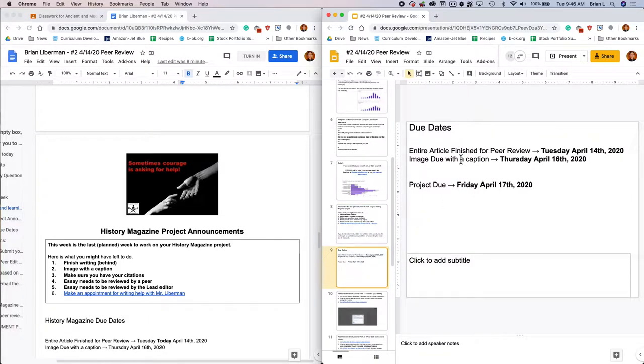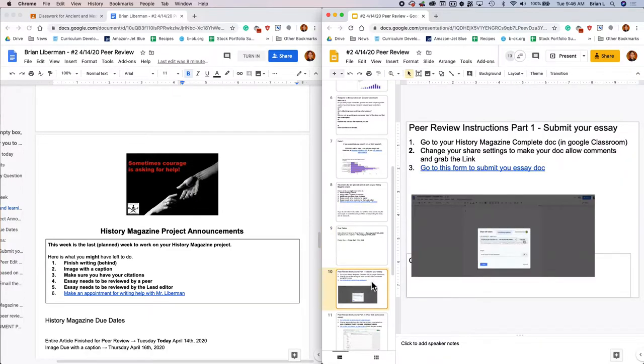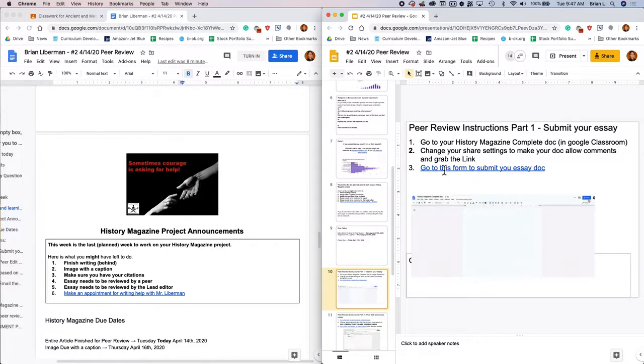A couple of due dates, like I said, by Thursday, you should have your image with the caption. The whole thing should be due by Friday, all right? Let's keep going here. Part one, you're going to be doing peer reviewing today. I'm going to go through this whole entire process with you to make sure that we get this absolutely correct, all right? So for peer review, the first thing you need to do is submit your essay.